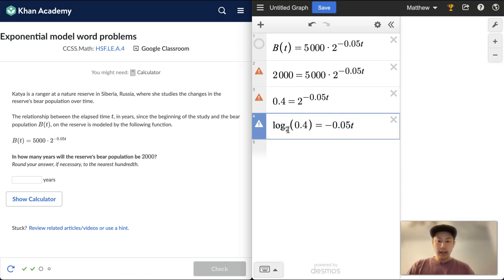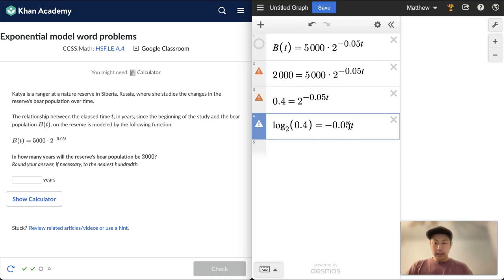Okay, so let's check it. Base is 2. Base is 2. 2 to the power of negative 0.05t is equal to 0.4. Is that what we had in the previous step? Because we're assuming our previous step is correct. 2 to the power of negative 0.05t equals 0.4. That's the order I want. Okay, so this is good.